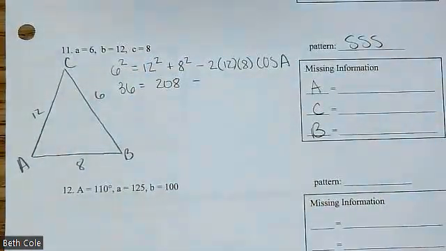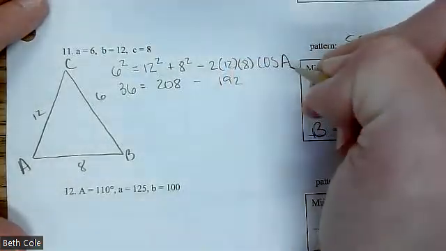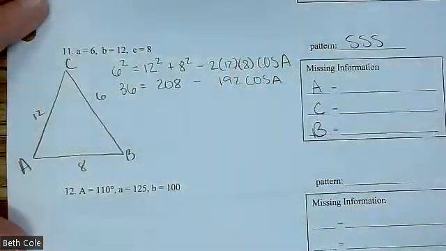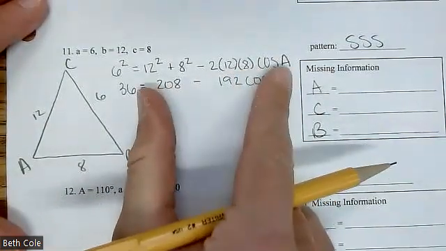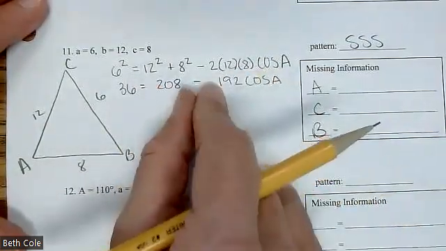Minus, all right, 2 times 12 times 8. I'm just typing that in too. Remember, you have a calculator, so use it. I got 192 cosine A. The common mistake is people subtract those. I tried to write them far apart so that it wouldn't look like they go together. You can't put those together.